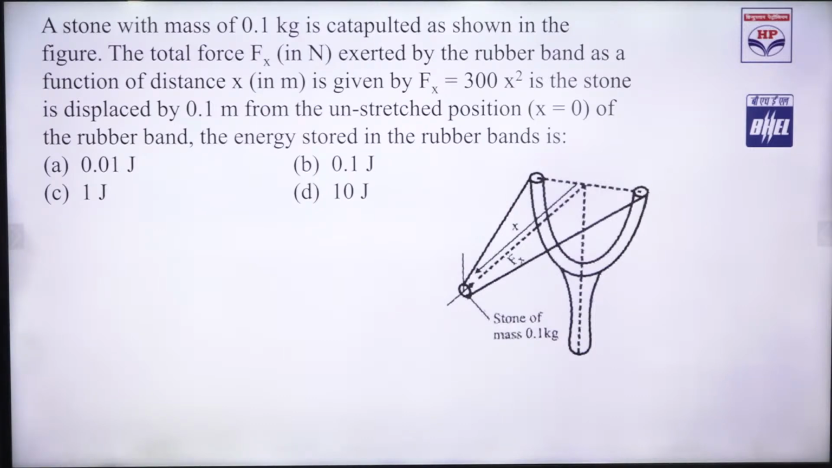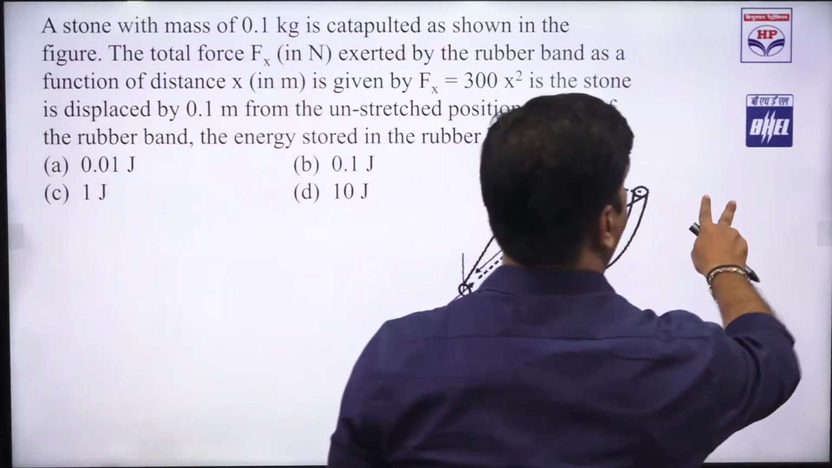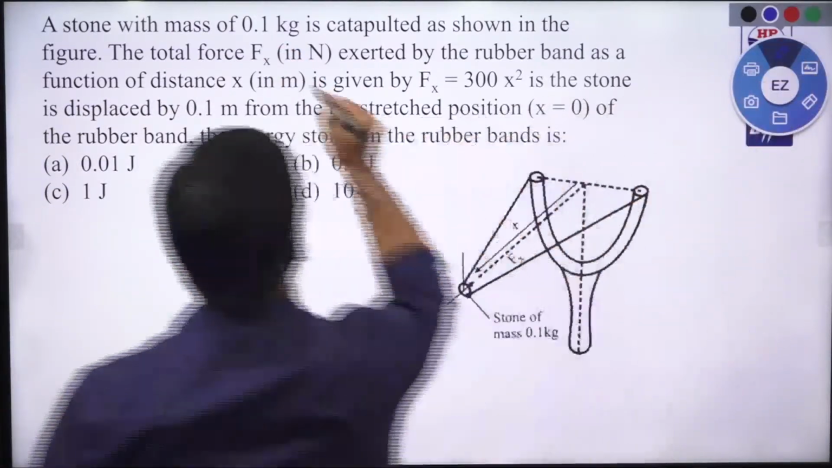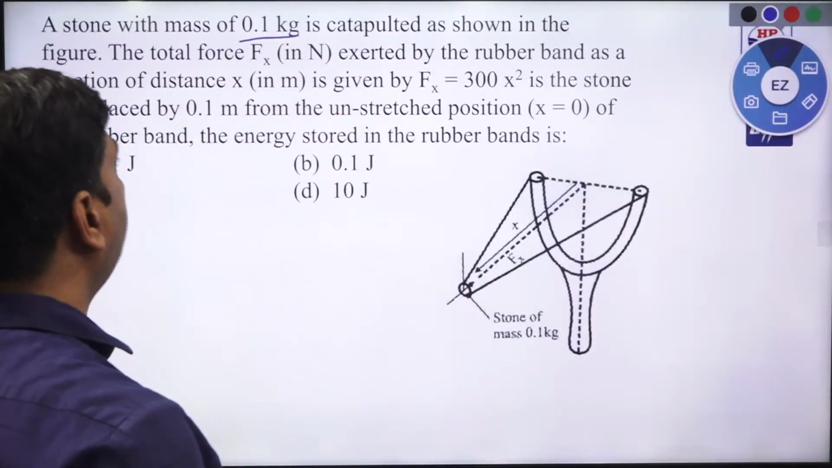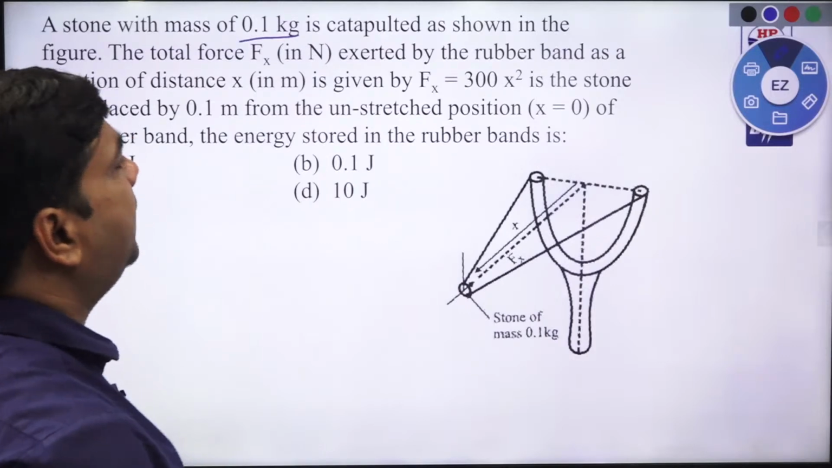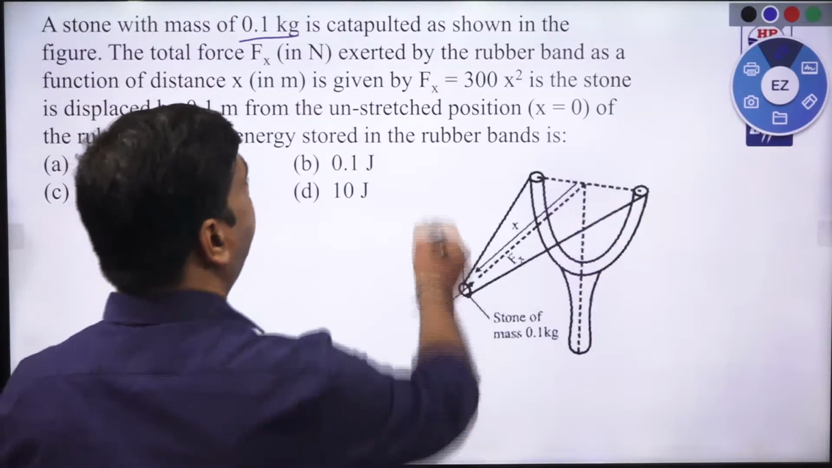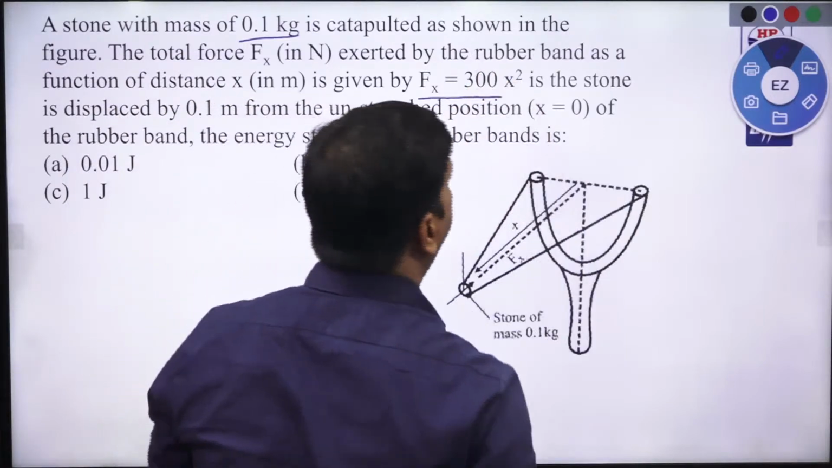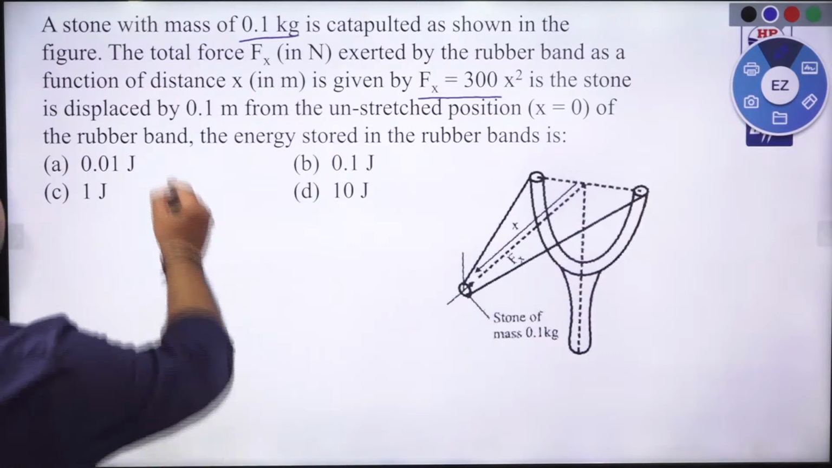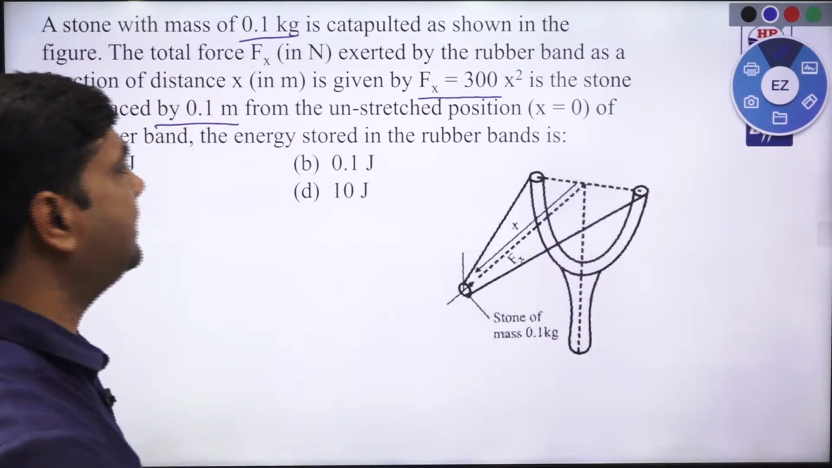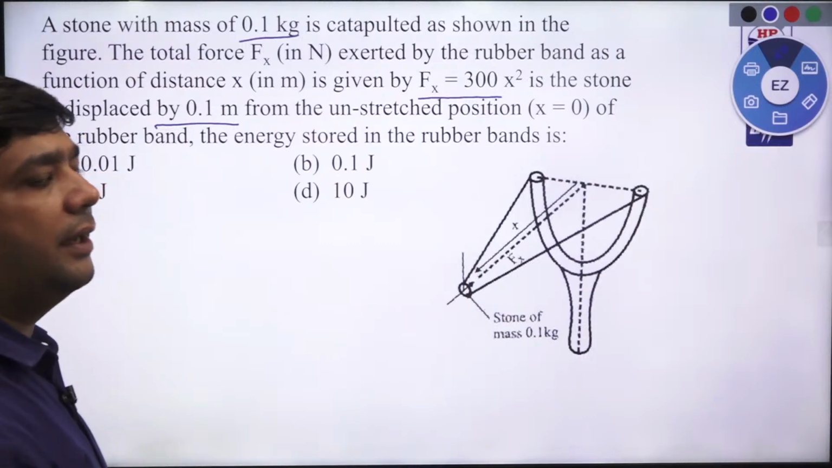A question is saying that a stone with a mass of 0.1 kg is captured as shown in the figure. The total force Fx exerted by the rubber band as a function of distance x is given by Fx equals 300 x square. If the stone is displaced by 0.1 meter from the unstretched position at x equals 0 of the rubber band, find the energy stored in the rubber band.